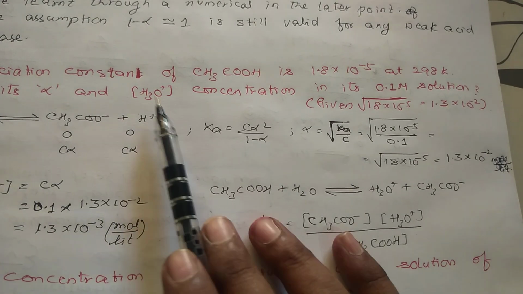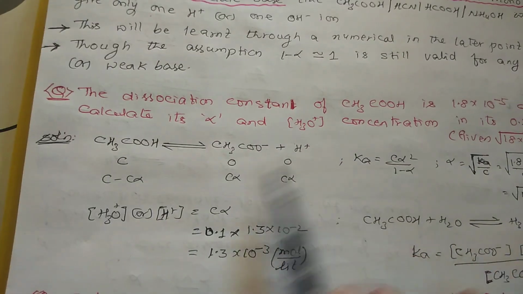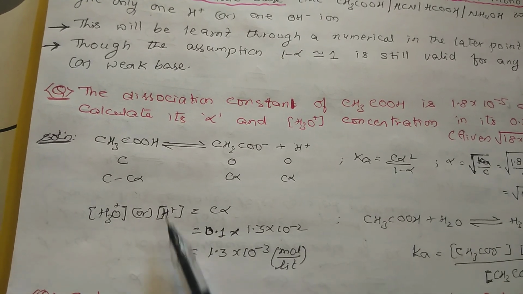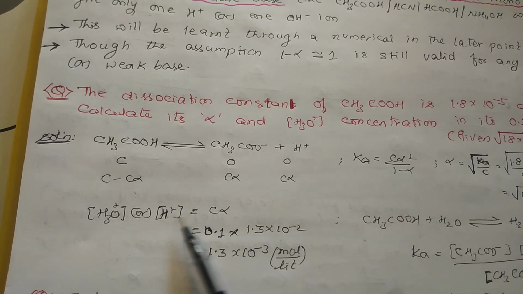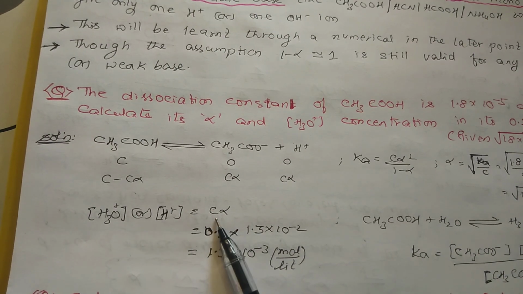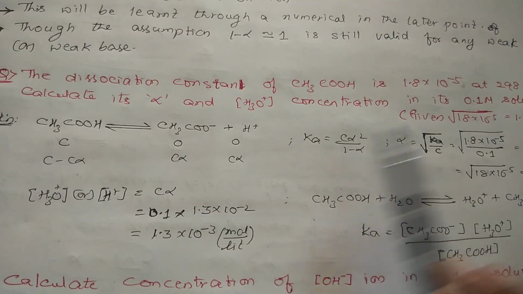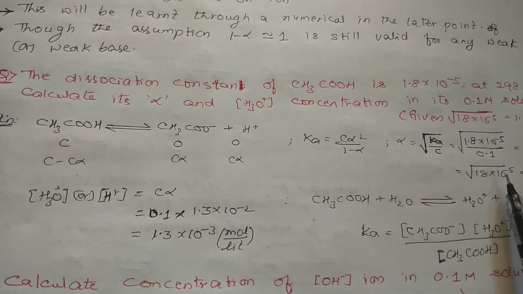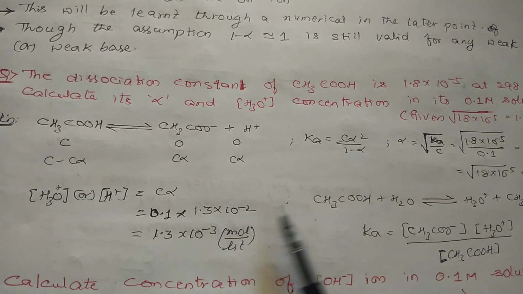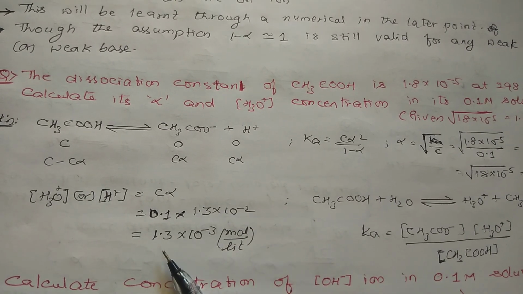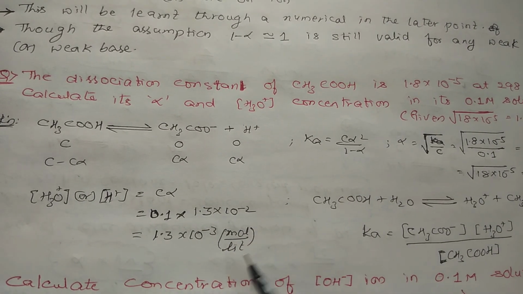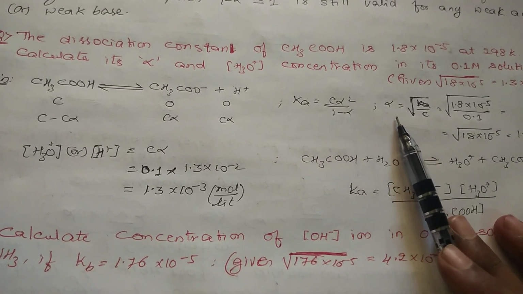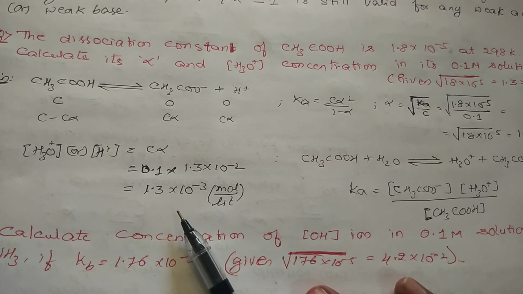So what is he asking? He's asking the concentration. Concentration of H3O plus is nothing but H2O plus H plus, right? So H3O plus or H plus, both are the same. So H plus is nothing but C alpha. What is the C value? C value is 0.1 molar. So 0.1 into, what is the alpha value? Already you have calculated the alpha value. It is 1.3 into 10 power minus 2. So that you will be getting 1.3 into 10 power minus 3 moles per liter. This is the way of solving. So you have calculated the value of alpha as well as the concentration.